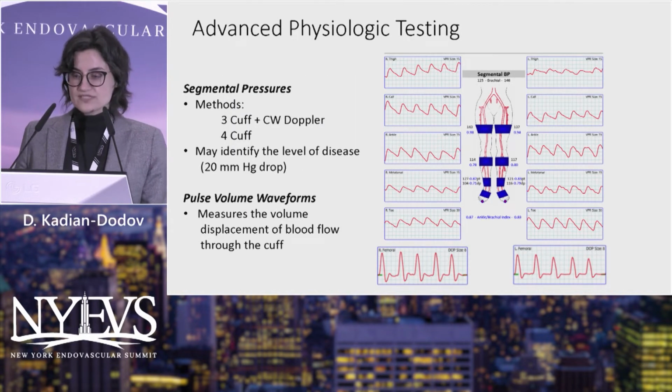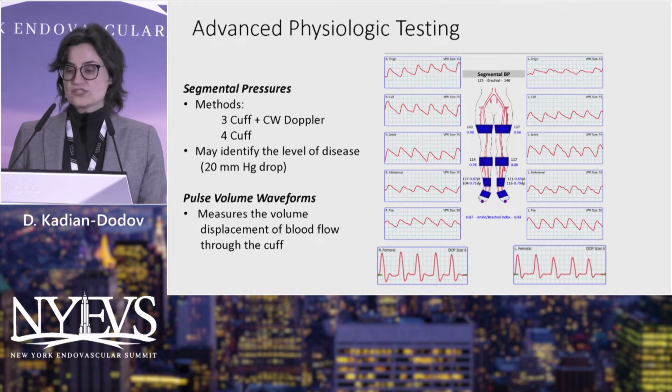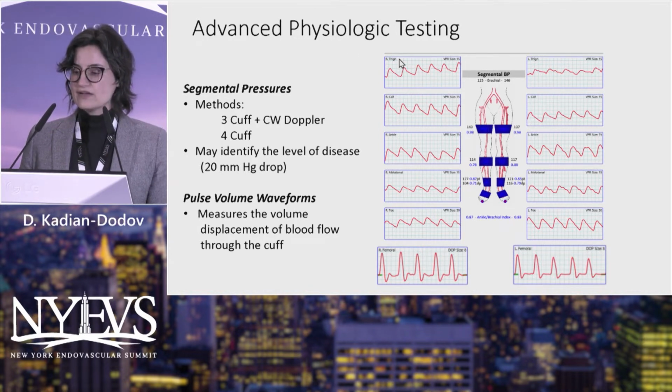So here's an example of segmental pressures. We have a patient with brachial pressure on the right of 125, on the left of 146. So we're going to take the higher, 146. We'll start with just taking the ABI. So on the right, that's going to be the higher, 0.87, and on the left, 0.83. So they're both abnormal. So now we want to find the level of disease.